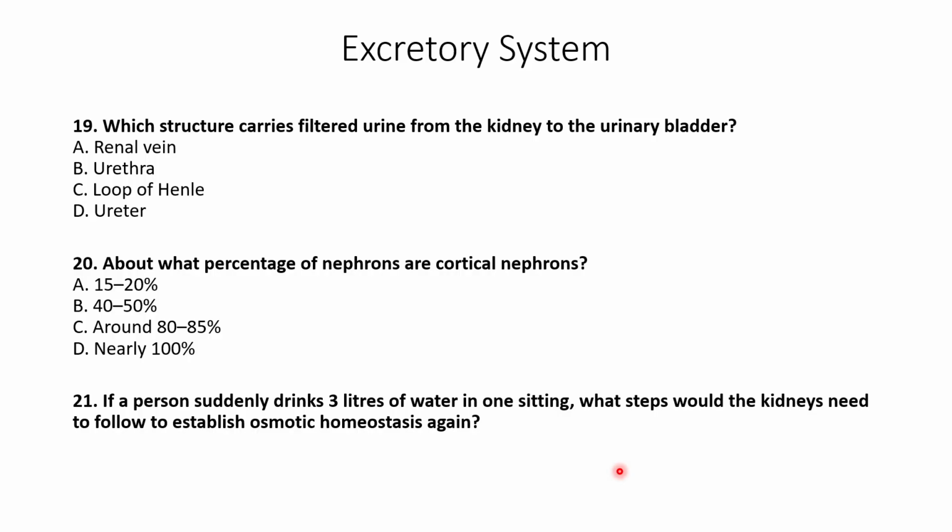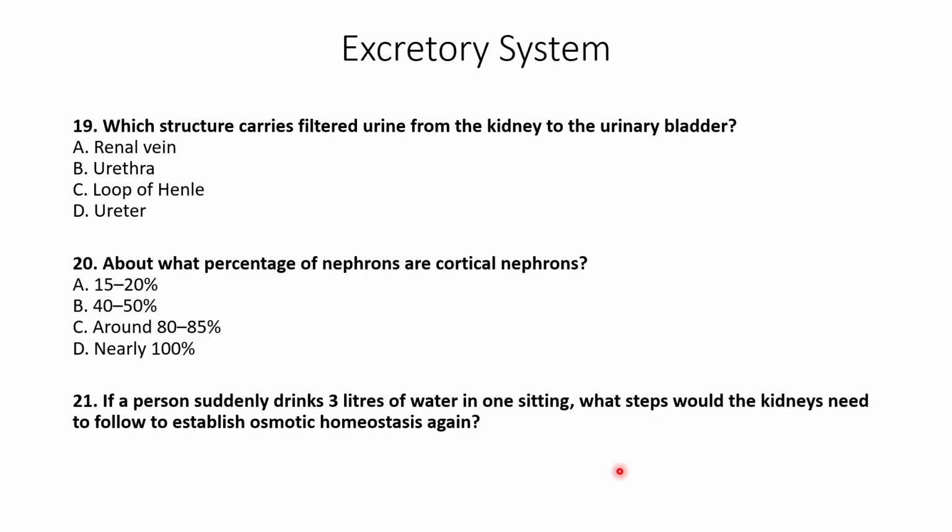Three liters is quite a lot, I think, right? I don't think I could drink 3 liters in one go. So if someone were to suddenly do this, their body would temporarily become hypoosmotic, right? That means their plasma osmolarity would fall below what is normal, which is around 300 milliosmoles, right?